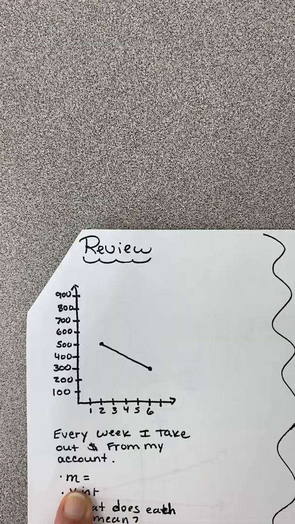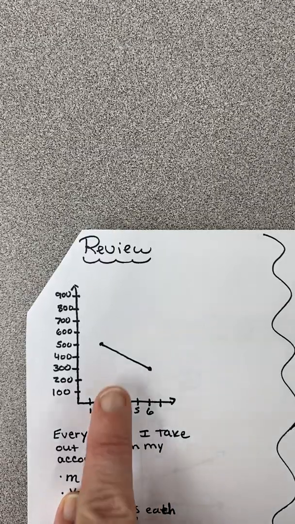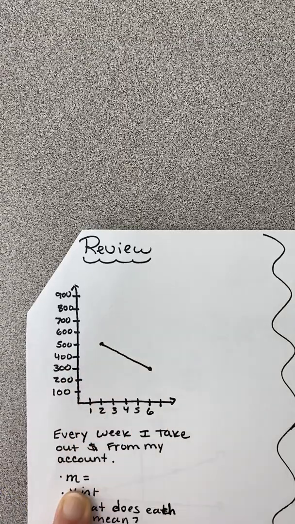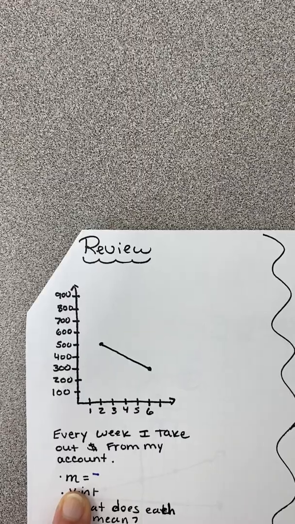They want to know my slope. Well, I know my slope is rise over run, so it's going to be a negative slope because money's coming out of the account. And if I drew my line, it would be going down. So I know my slope is going to be negative.